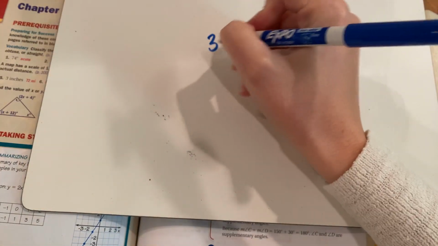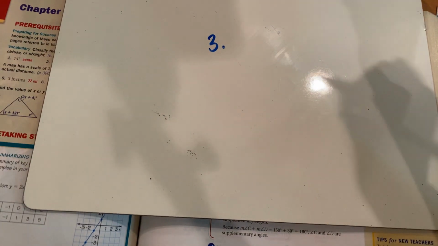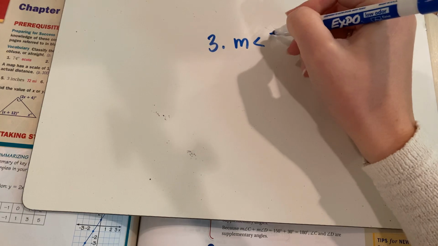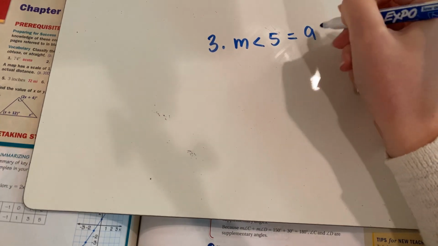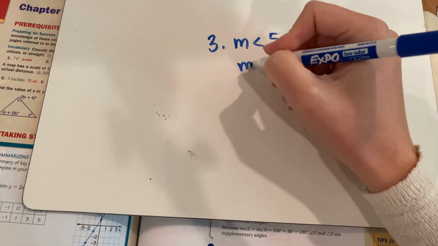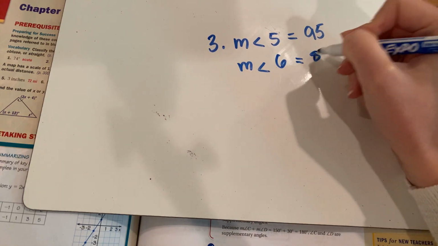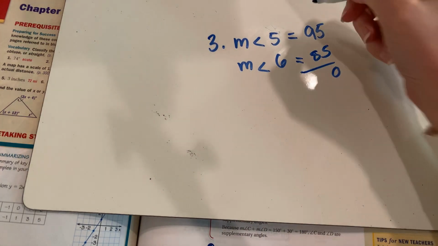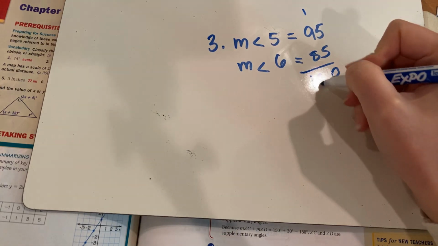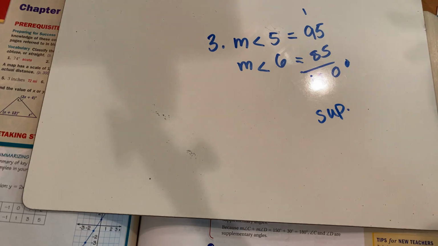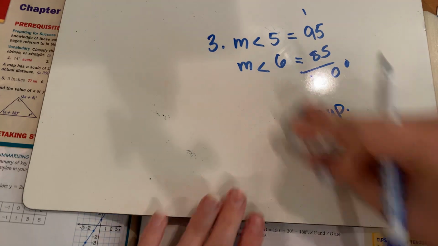Number 3, I have angle of measure 5 is equal to 95. Measure of angle 6 is equal to 85. 10, carry 1, 180. Therefore, they are supplementary. All right, now we can move on.